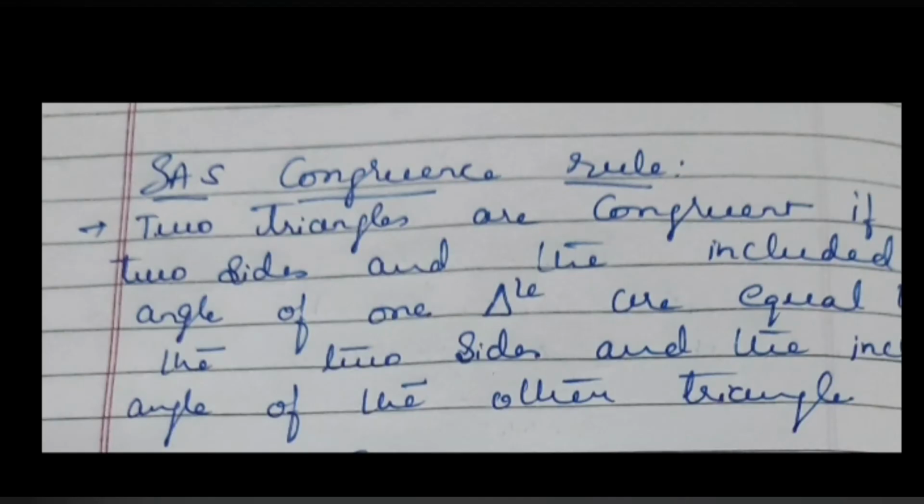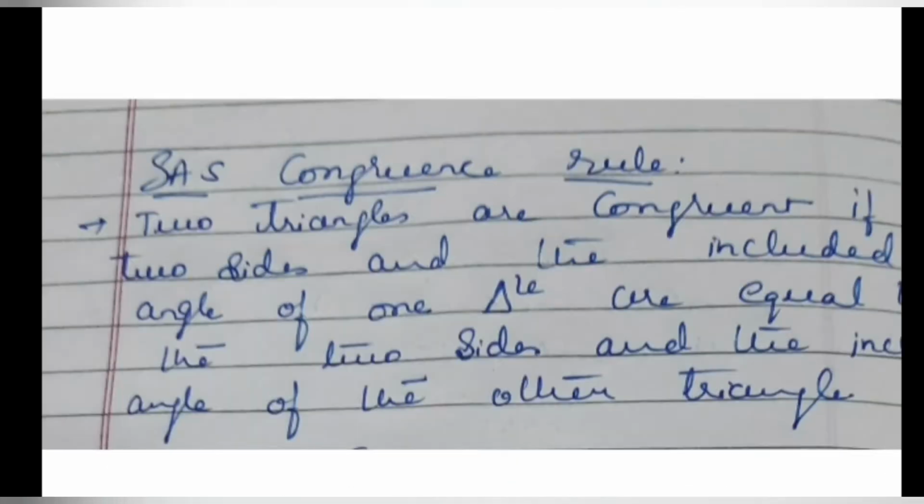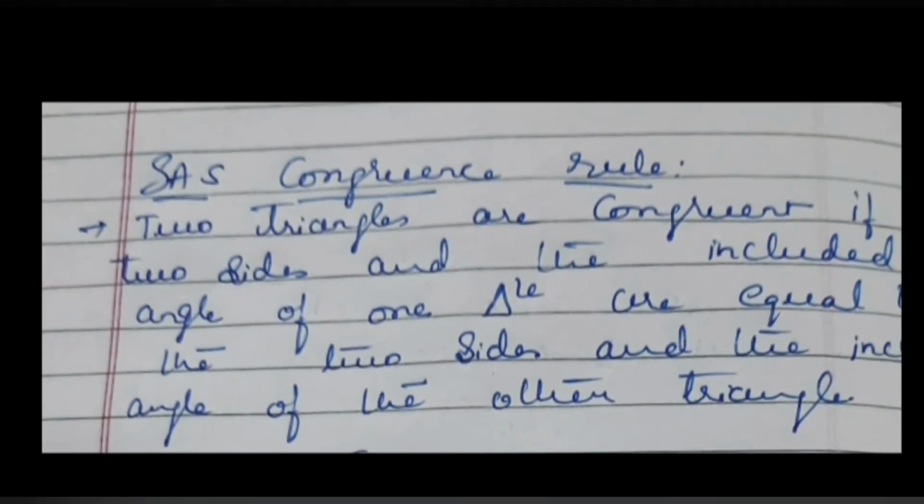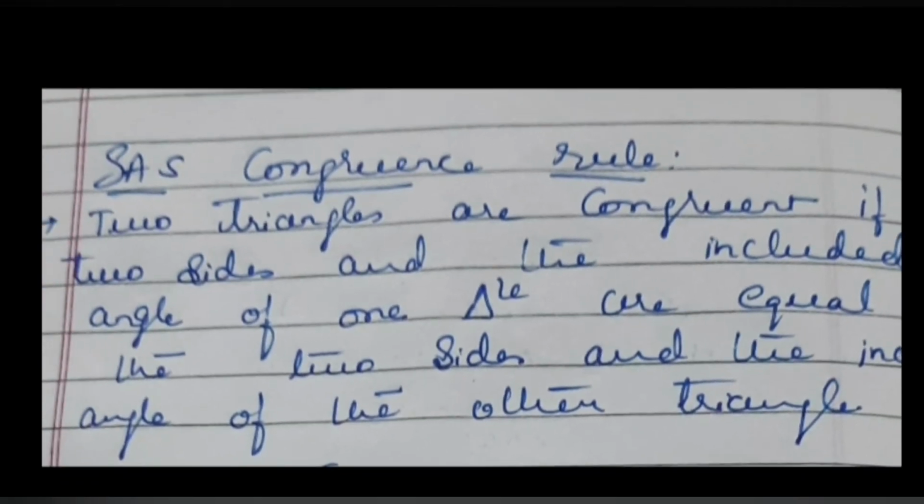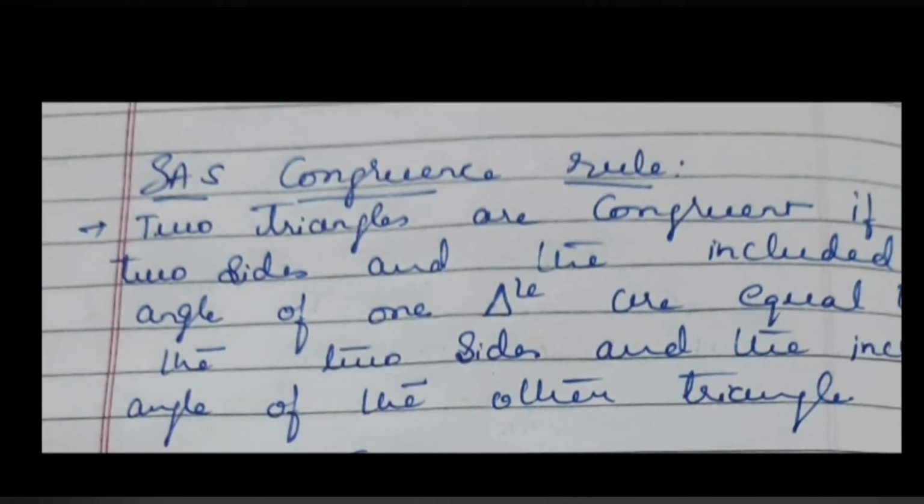To prove the congruency of triangles, we have a set of rules. Among them, the first rule is the SAS Congruence Rule. Let us see about this. What is the SAS Congruence Rule? Two triangles are congruent if two sides and the included angle of one triangle are equal to the two sides and the included angle of the other triangle.